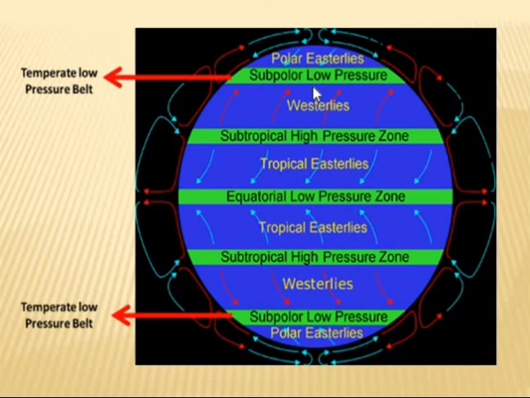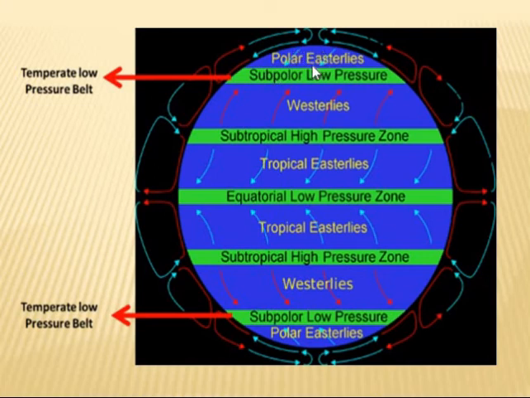Thus, they create different sounds. According to the sounds created by these westerlies, different latitudes are known by different names. Like at 40 latitude, it is called roaring 40s. At 50 latitude, it is called furious 50s. And at 60 latitude, it is called shrieking 60s.